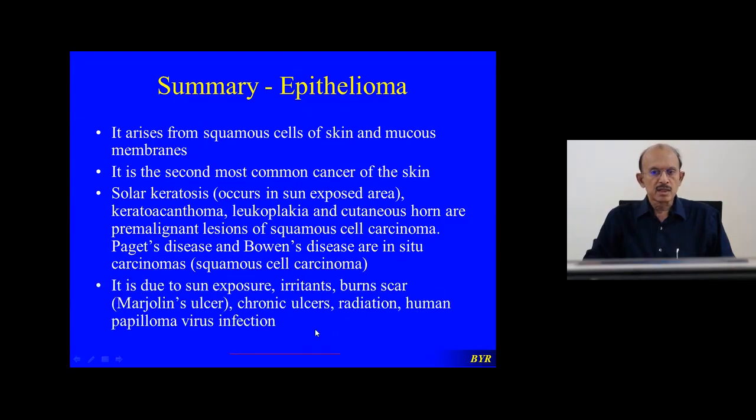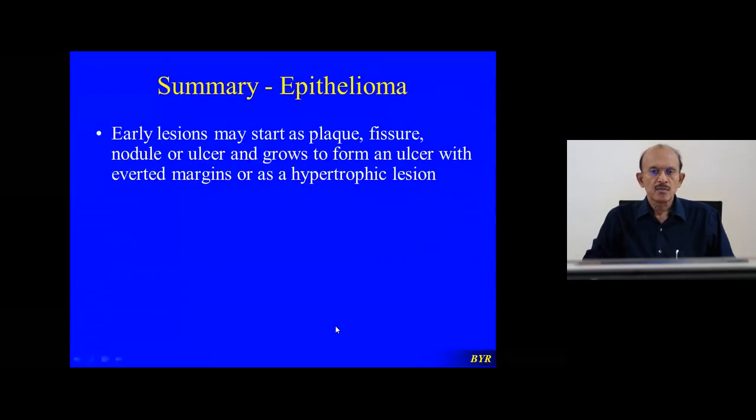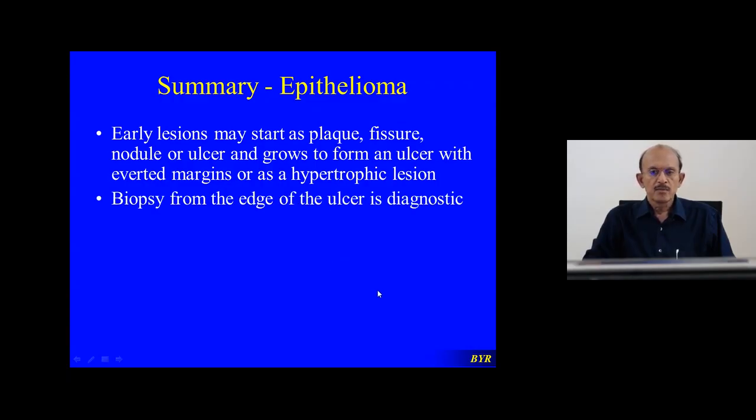Etiology is due to sun exposure, application of irritants, then the burn scar, chronic ulcers, radiation, human papilloma virus infection. So these are the common causes of the epithelioma. Early lesions may start as plaque, fissure, nodule, or ulcer and grow to form an ulcer with everted margins or as a hypertrophic lesion. Biopsy from the edge of the ulcer is diagnostic.